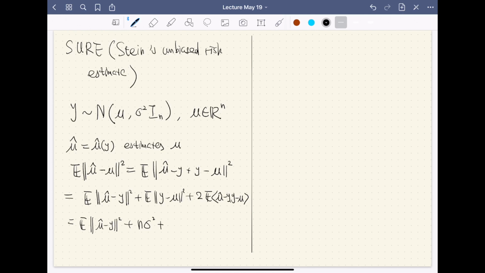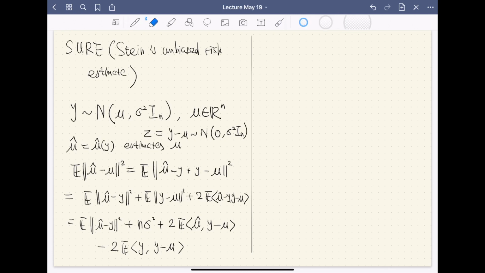Now, what makes the trouble is the cross product term. Let's split the cross product term further into two terms, which are the inner product between mu hat and y minus mu, and y and y minus mu. Okay? So what is this guy? Well, for simplicity, let's define z as y minus mu. Then it is normal 0 sigma squared identity. So we can replace y minus mu by z and y by mu plus z.